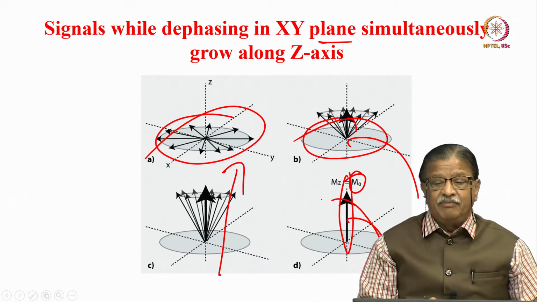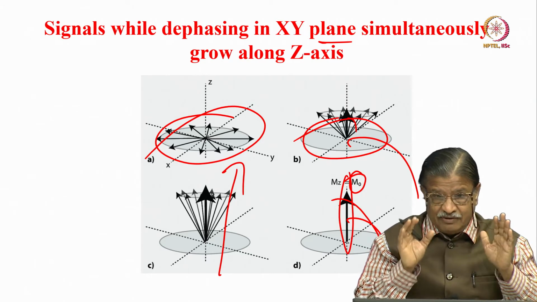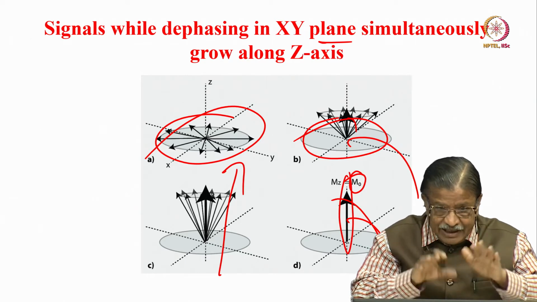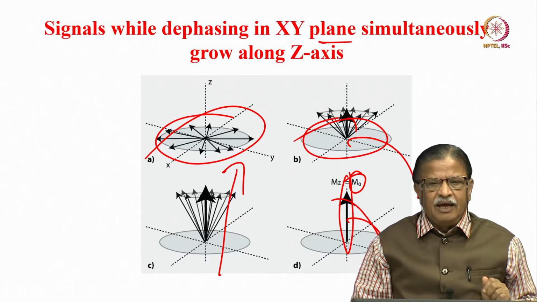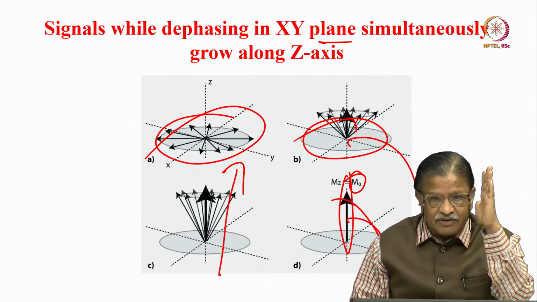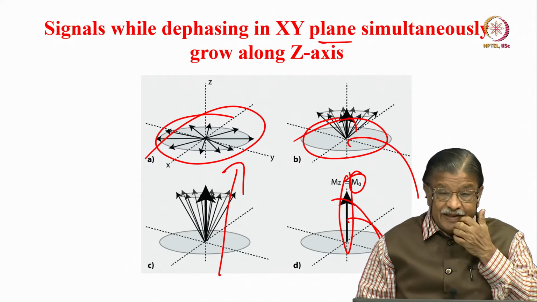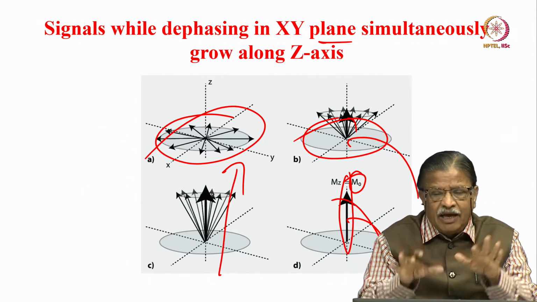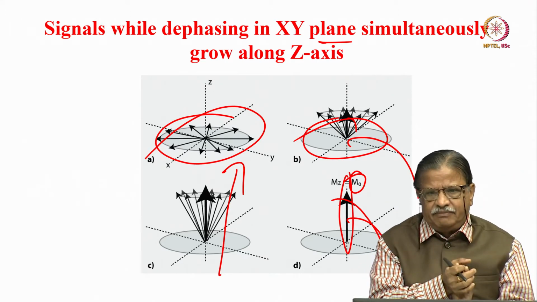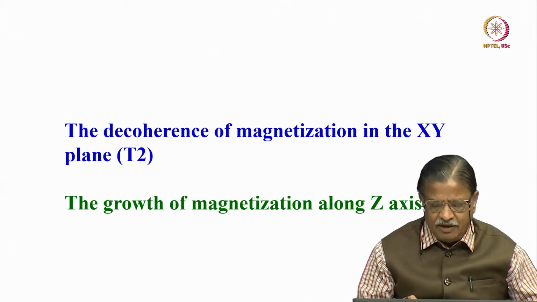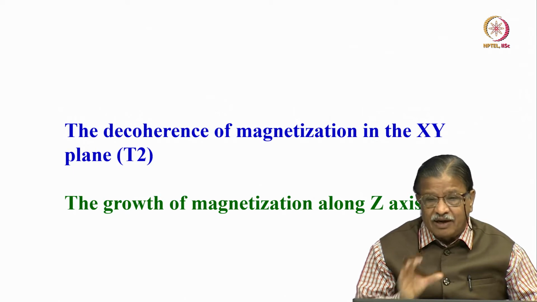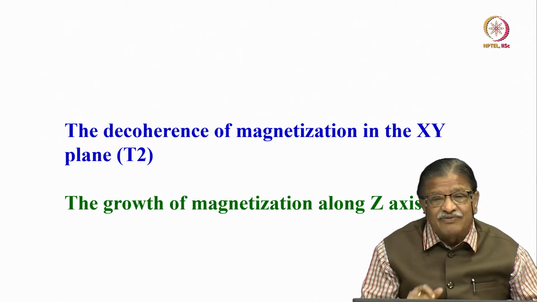And after some time, two things will happen. There is complete decoherence in the xy plane, there is no magnetization, and complete recovery of the magnetization to the z-axis. These are two independent phenomena, but happening simultaneously. So these two are referred to as two relaxation phenomena.